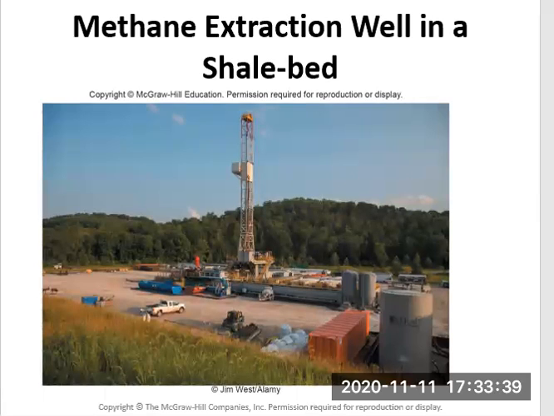Here you can see a methane extraction well in a shale bed. Hundreds of thousands of natural gas wells have been or are being drilled in the United States. Often these wells require a controversial procedure called hydraulic fracturing, or fracking, to release that gas from sedimentary formations.